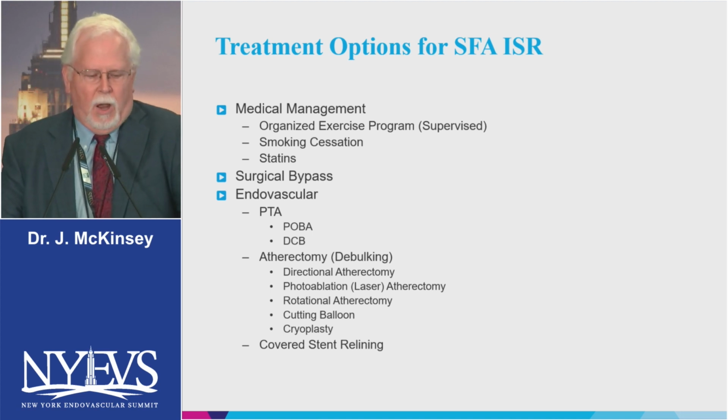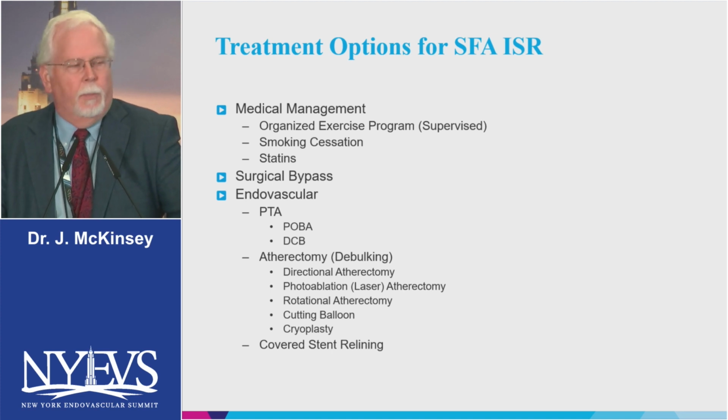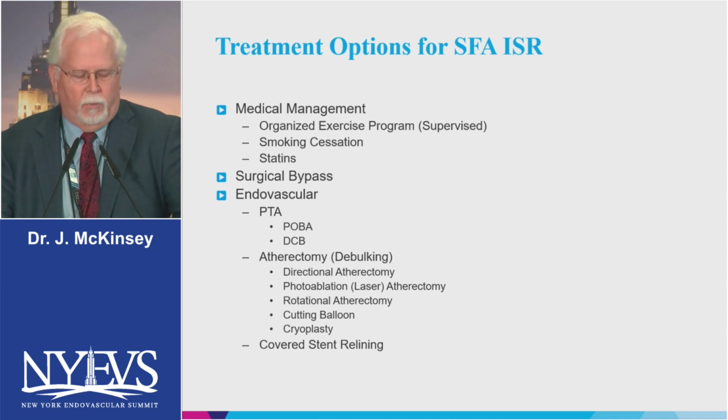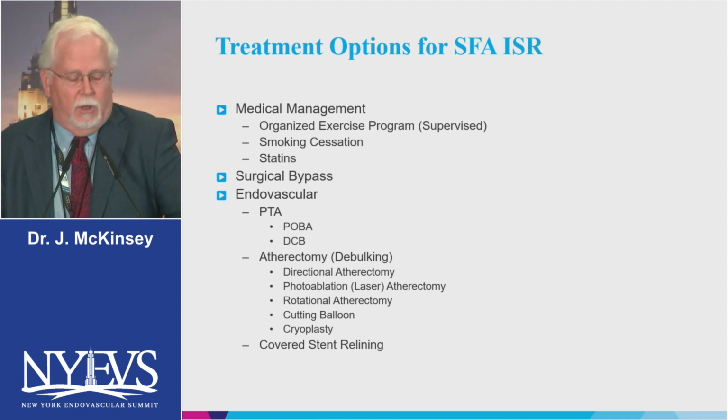Our endovascular options: angioplasty alone, POBA, or drug-coated balloon. The main thing about this talk will be debulking, and there are many types of atherectomy devices, including directional atherectomy, photoablation, laser atherectomy, rotational, cutting balloons, and cryoplasty. Yes, I'm old enough to remember doing cryoplasty for ISR. And then finally, a covered stent of the area that has the ISR.